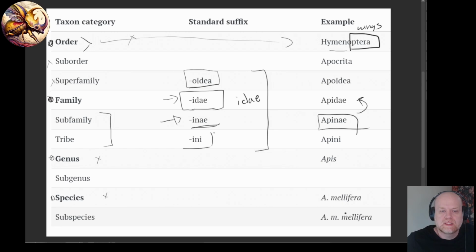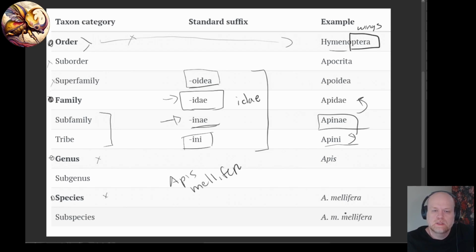And then tribes are sometimes talked about. This is not something that you are going to see a lot in a taxonomy course, but the tribe ends in -ini, so the Apini. And then finally you have genus and species. The genus and species are almost always in Latin or Greek. So in this case, Apis mellifera. Mellifera refers to honey, so that's where that comes from.